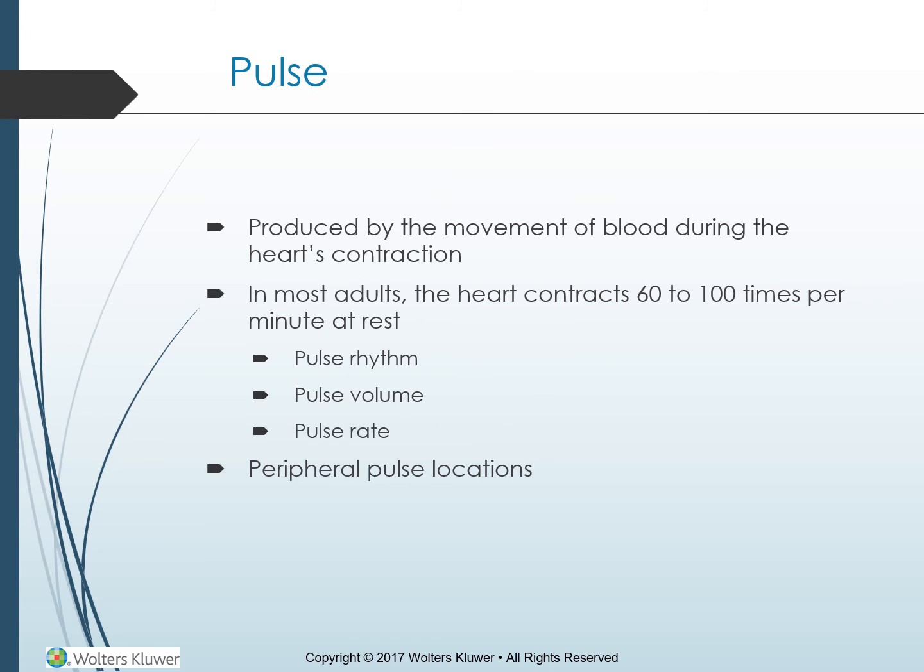Pulse. The pulse is produced by the movement of blood during the heart's contraction. In most adults, the heart contracts 60 to 100 times per minute at rest. There are descriptions of pulse considering pulse rhythm, pulse volume, and pulse rate. In addition, we do have peripheral pulse locations. Pulse rhythm is the pattern of the pulse, and whether it pauses in between. Pulse volume is the amount of blood pumped with each heartbeat, or the force of the heart's contraction. Pulse rate is the number of pulsations per minute felt by the tips of the fingers at the radial artery.